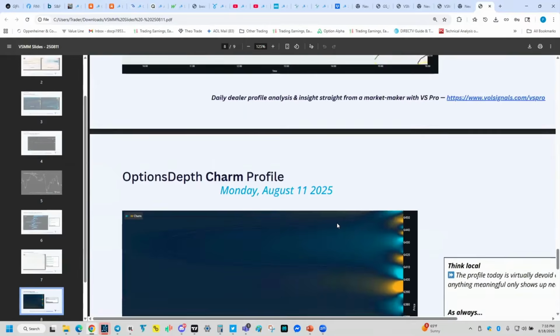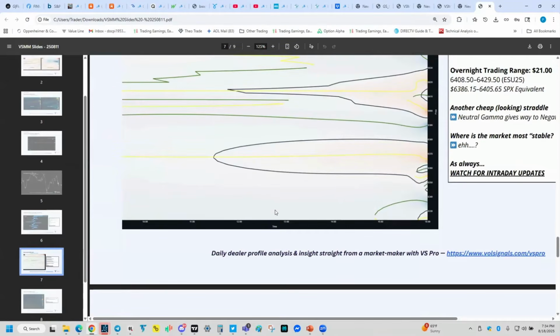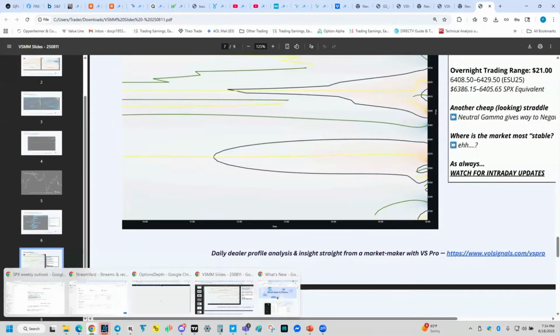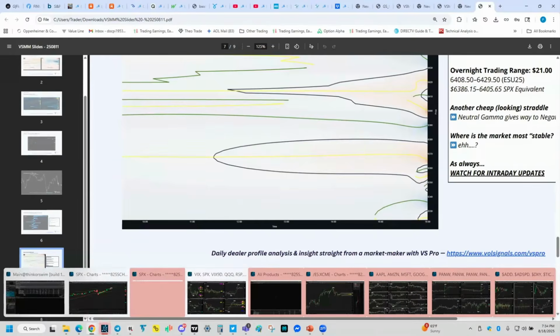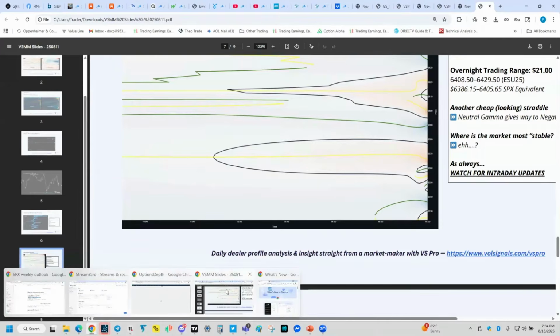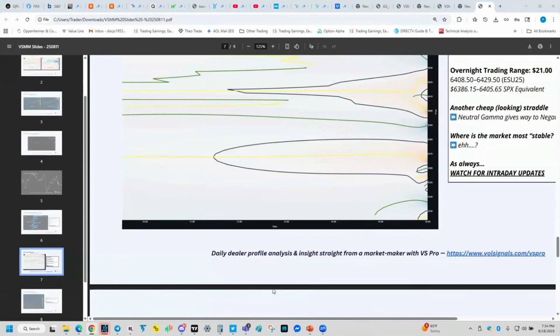And then now I just actually found out that Unusual Whales... where do I have that? I have that here. Hold on. No, that's not it. Where is it? I thought I had it here somewhere. I'll just open it up again.